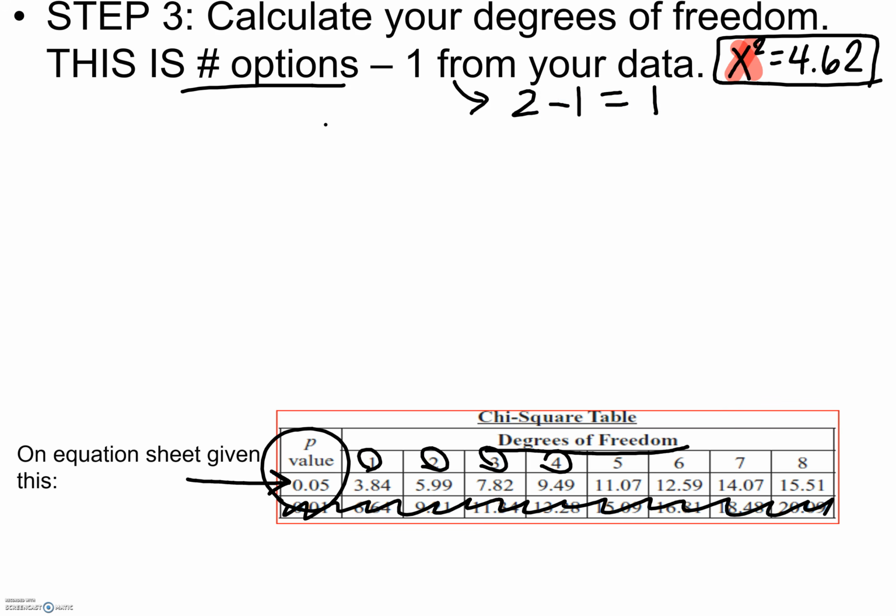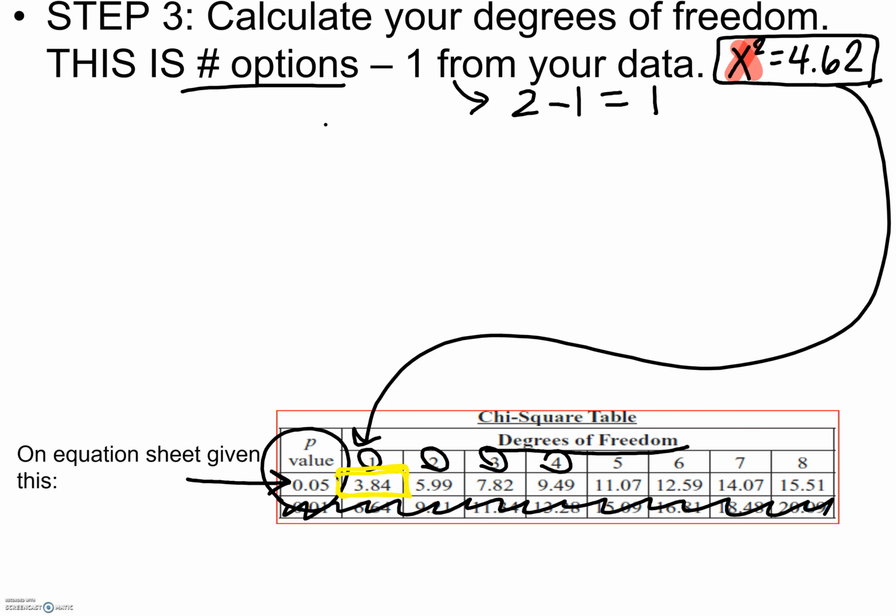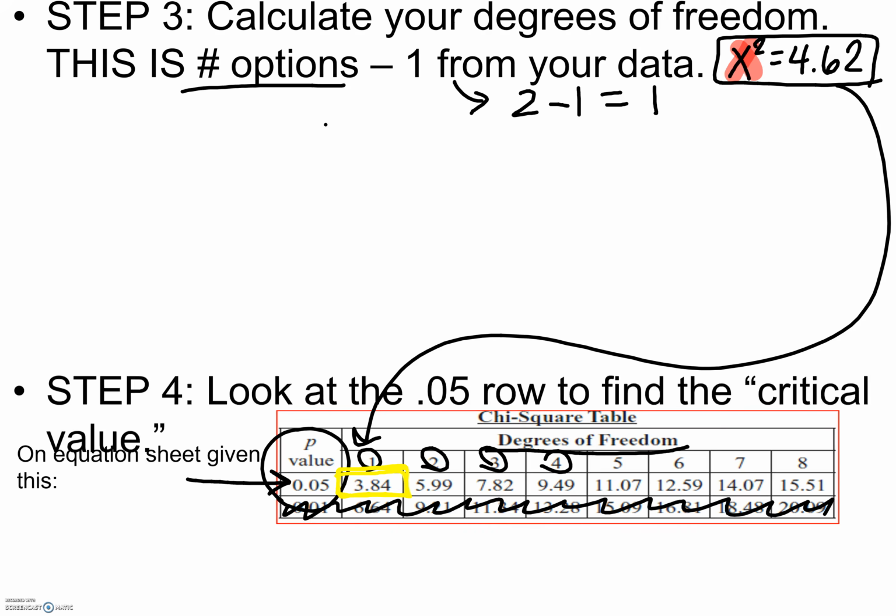Again, it's the number of options, in this case cheese and bread, minus 1. And that tells us which column we're going to look at. So in column 1, with 1 degree of freedom, you will see a number here, 3.84. If there were 2 degrees of freedom, we would look at this second column, and the number we would be looking at is 5.99.